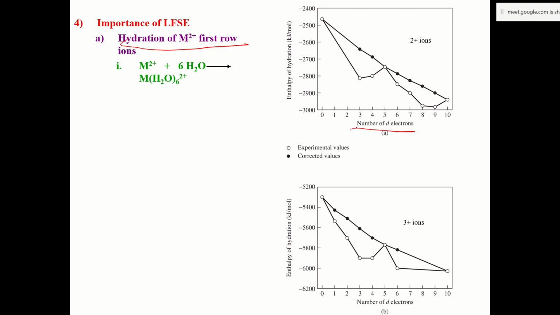The number of d electrons has been plotted on the x-axis, and the enthalpy of hydration is on the y-axis. You can see here this black dots line is what you expect based on simple calculation. In the absence of ligand field stabilization energy, this is the line that would have been followed, a straight line going downwards, because the energy becomes more and more negative because of the decreasing size of the ion. But in the actual experimental data you get two humps here. This is theoretical.